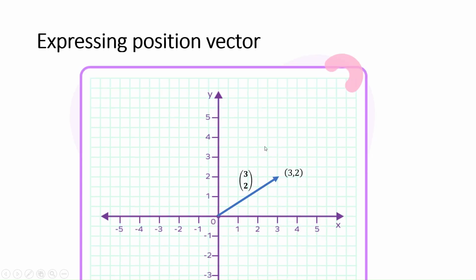Okay, next. Position vector. If your vector starts from the origin, 0, 0, then we can also call this a position vector, because the vector 3, 2 will correspond directly with the coordinates of the actual end point. That's why we call it the position vector, because it starts from your origin.